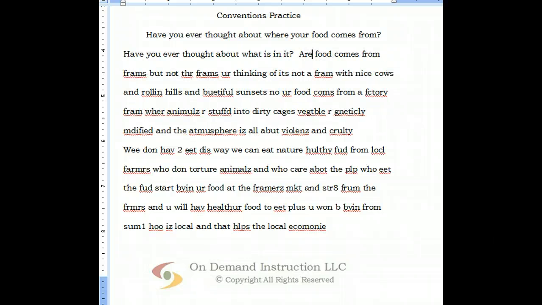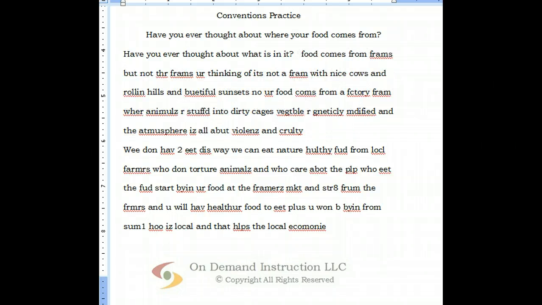Next sentence. "Our food comes from frams, not the farms you're looking of. It's not a farm with nice cows and rolling hills and beautiful sunsets. No, your food comes from a factory farm where animals are stuffed into dirty cages, vegetable are genetically modified, and the atmosphere is all about violence and cruelty." Okay, so we have a very long run-on sentence that is just about impossible to read because there are so many mistakes in it. So let's go ahead and start correcting this.